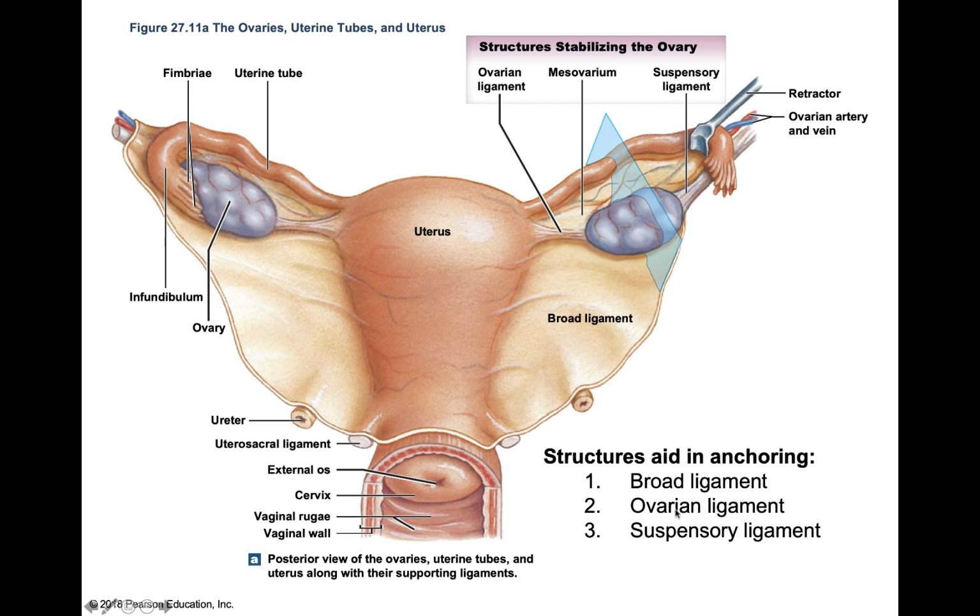Also, there's the ovarian ligament. It's going to hold the ovaries in place, and there's a suspensory ligament that's also attaching to the ovary and then to the fimbriae here. In between there is the mesovarium. The mesovarium does not cover the ovaries, but it's going to be attaching the anterior portion of each ovary to the posterior portion of the broad ligament.